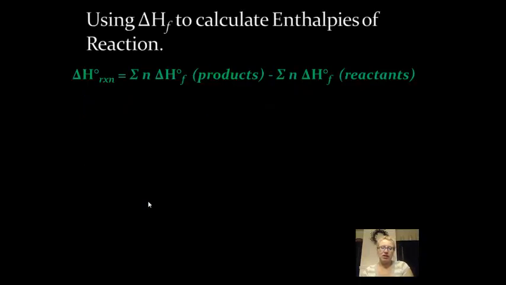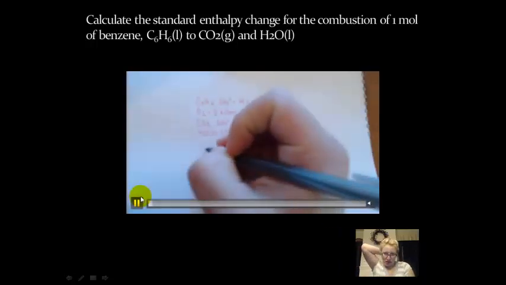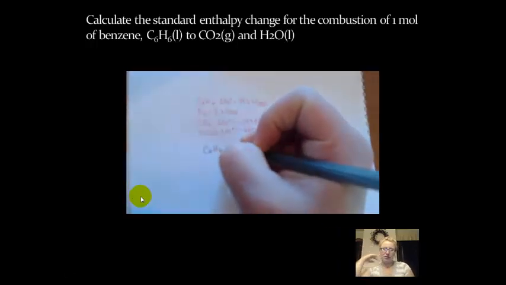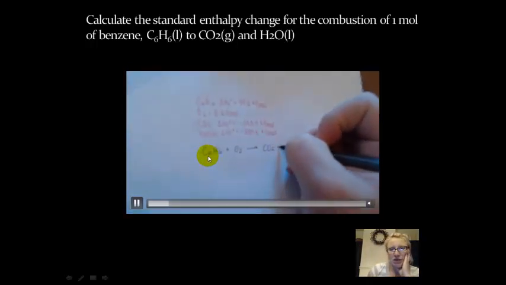We can use the standard enthalpies of formation to calculate the enthalpies of reaction. So this is another type of Hess's law problem, where the enthalpy change of a reaction can be found by taking the sum of the moles times the delta H of formation of the products minus the sum of the moles times the delta H of formation of the reactants. So here's an example. Calculate the standard enthalpy change for the combustion of 1 mole of benzene to CO2 and H2O. So here I've written down some standard enthalpies of formation for benzene, oxygen, carbon dioxide, and water.